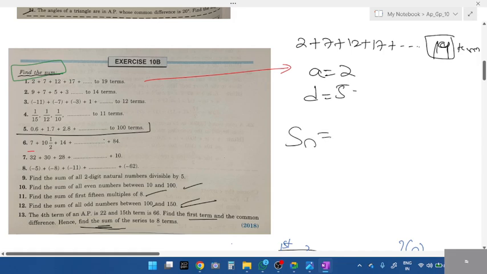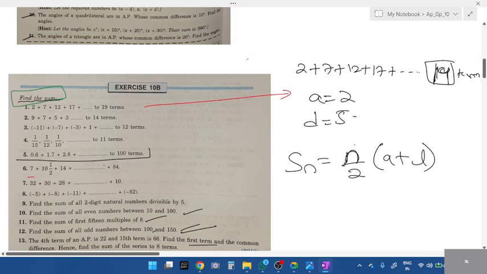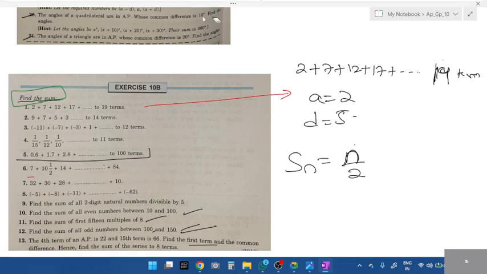They've asked us to find the sum. If the last value is given, what's the formula? N by 2 into A plus L. In this, is the N value given? Have they told us which term N is? Sorry, the last value is not given. 19 terms are there. The word term is mentioned. Up to 19 terms, students. Whenever term is mentioned, what do you have to take 19 as? N is equal to 19.